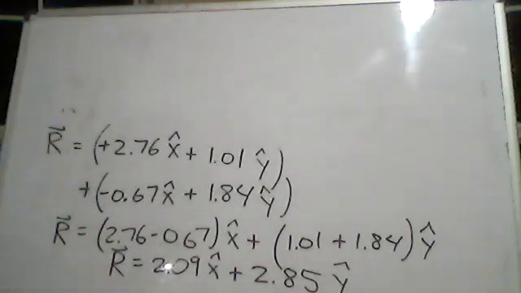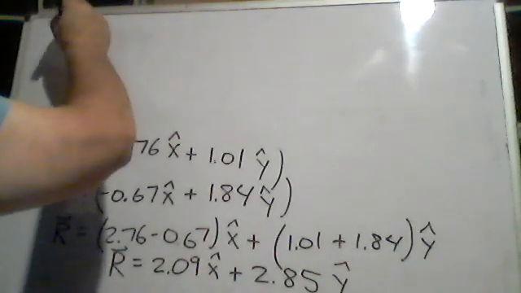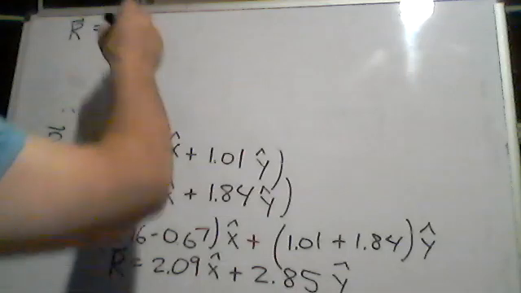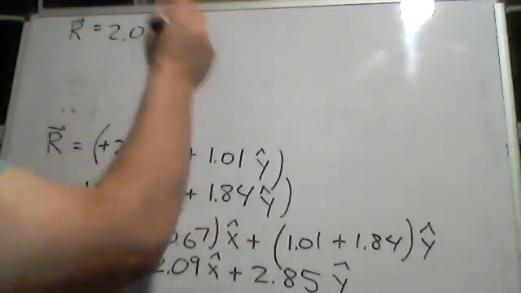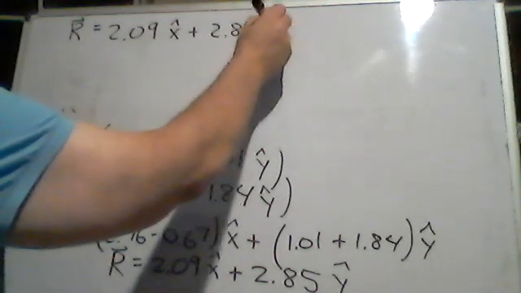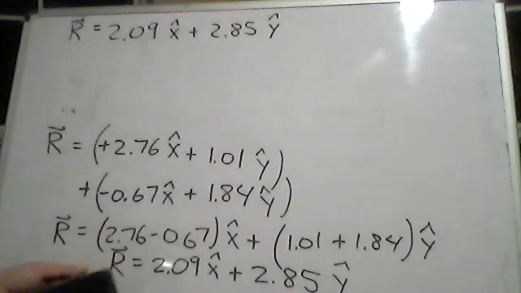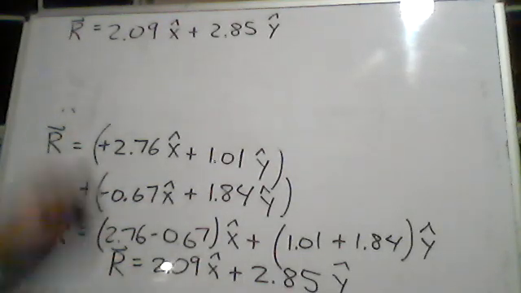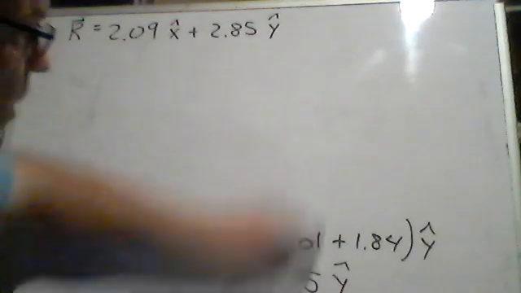And so we have this vector. I'm going to write it up here to conserve space. So I have this vector r. It is 2.09 x hat plus 2.85 y hat. There it is. So what we've got to do now is figure out its magnitude and direction.